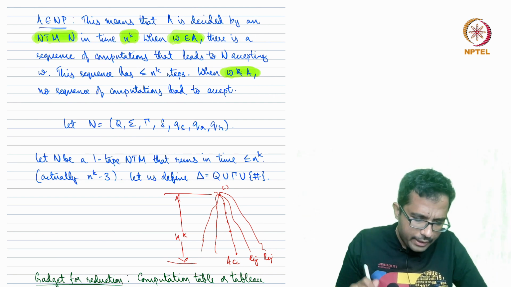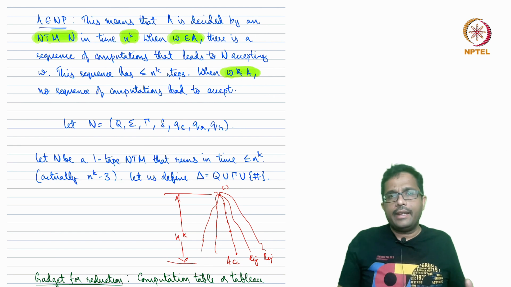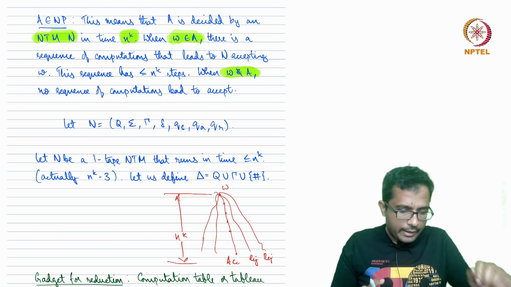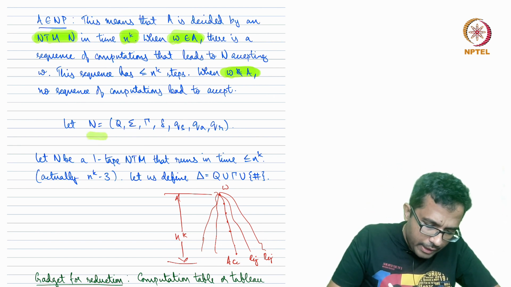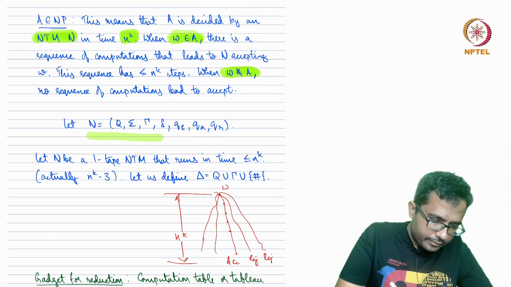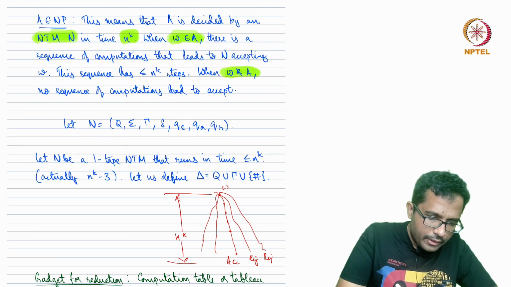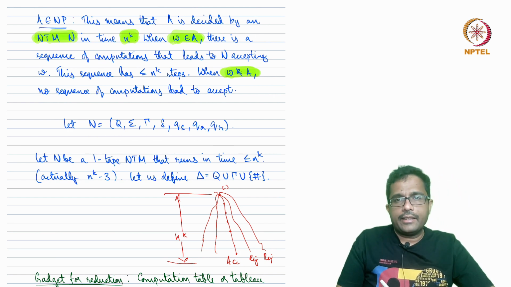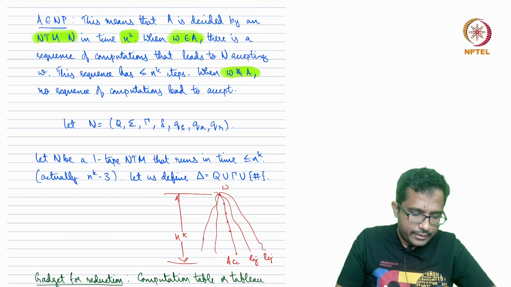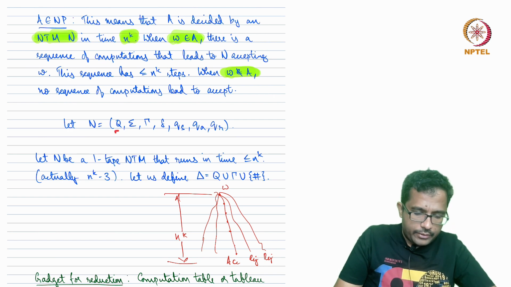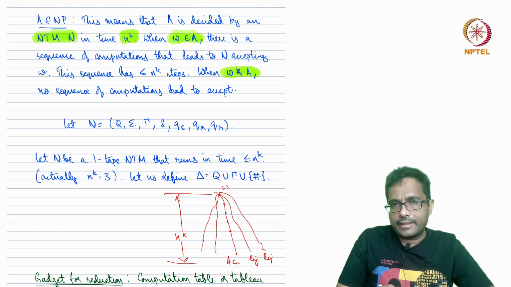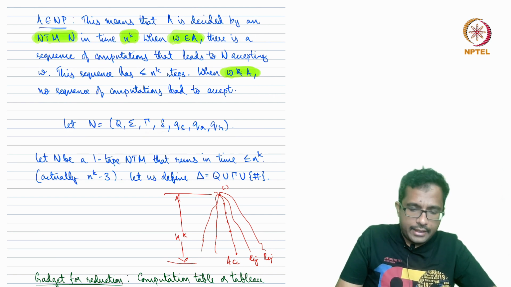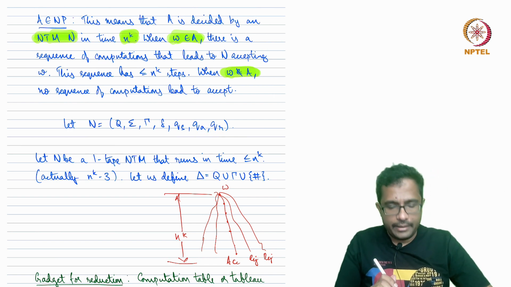So now let us define a bit more. This is what we have, and this is what we will work with. Now let us define a bit more about N. Let N be the following: Q, sigma, gamma, delta, Q start, Q accept, and Q reject. This is a standard notation. Q is a set of states, sigma is the input alphabet, gamma is the tape alphabet, delta is a transition function. Q start is the starting state, Q accept is the accepting state, and Q reject is the rejecting state.